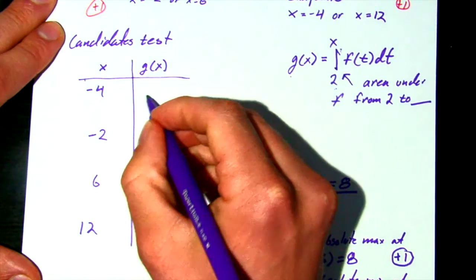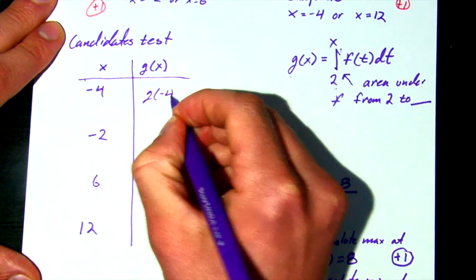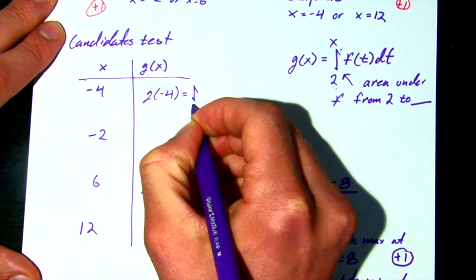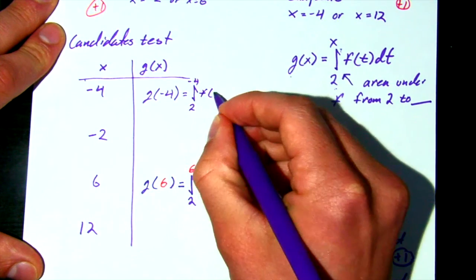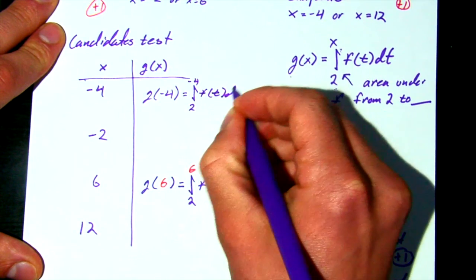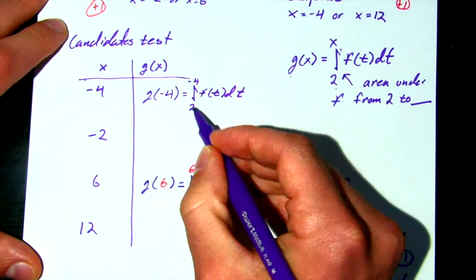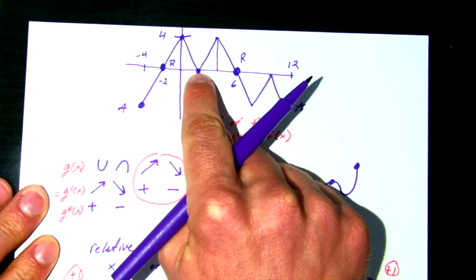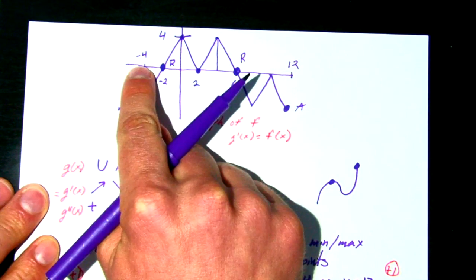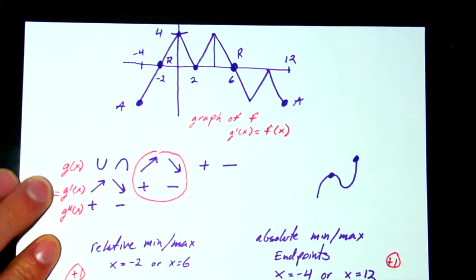Again, all you're doing is g of -4 equals the integral from 2 to -4 of f of t dt. Quick hint, from 2 to -4, that's backwards. If you're going to -4, you're moving to the left. That's going to change your integral.